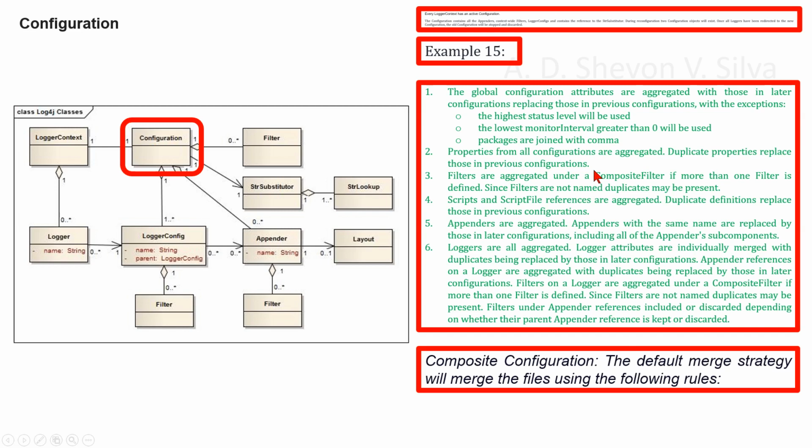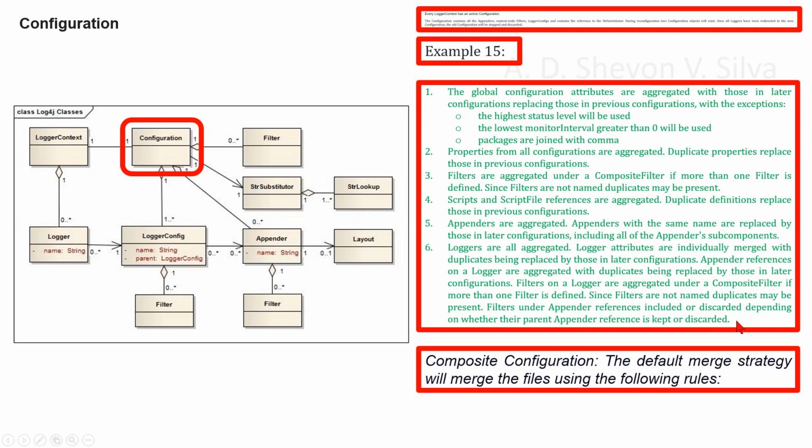Step 3: filters are aggregated under a composite filter if more than one filter is defined. Since filters are not named, duplicates may be present. Step 4: scripts and script file references are aggregated. Duplicate definitions replace those in previous configurations. Step 5: appenders are aggregated. Appenders with the same name are replaced by those in later configurations, including all of the appender's subcomponents.